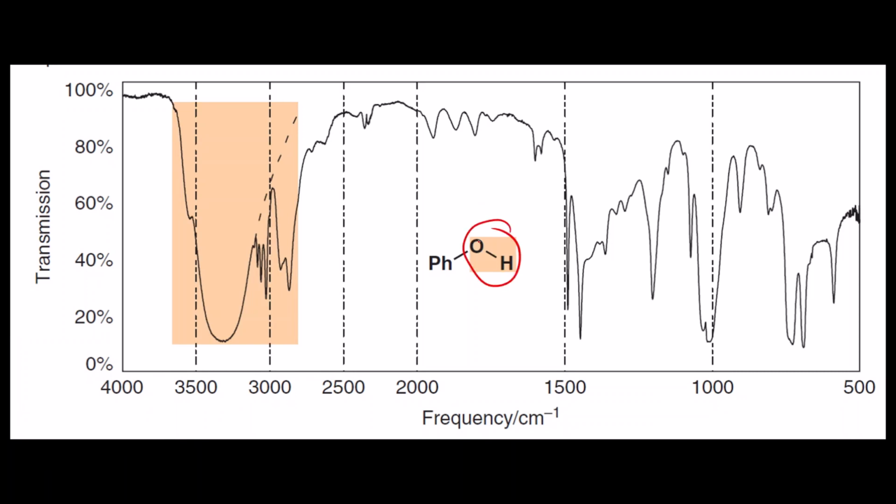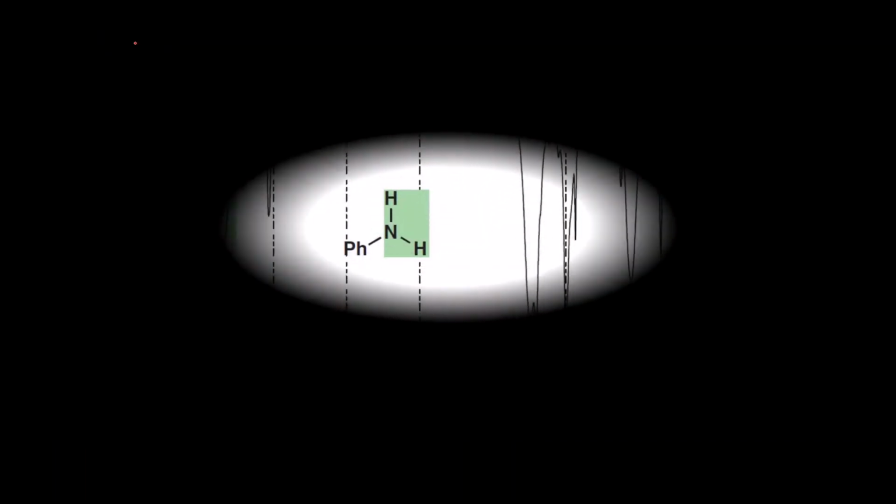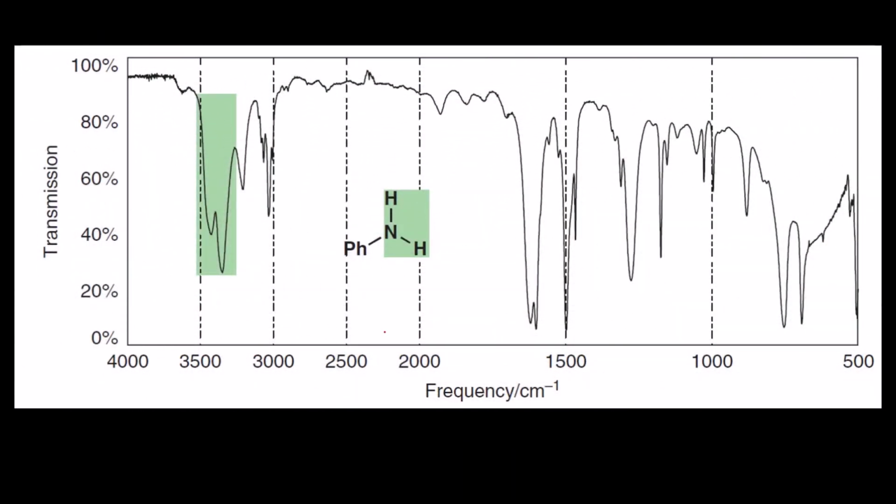For OH in alcohol, you can see this broad peak here, around 3000 to 3500, so around 3300 centimeter inverse. This is for OH, the functional group we are talking about: alcohols. Next is primary amine. Here there are two NH bonds, and you can see a doublet like this, again around 3300.